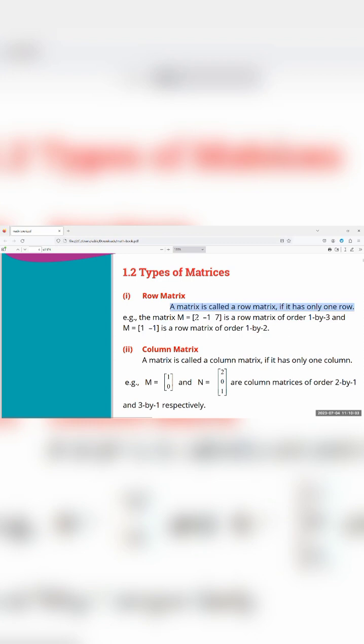Example, a matrix M that is 2, minus 1, 7. Just see this example, it has only one row. And order can be asked in the MCQ. So what is the order? The order is this. This is actually one. One should be in the place of rows.